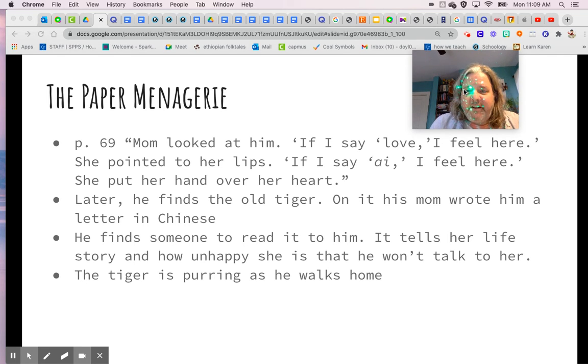And when she had her son, she said she felt so happy. She'd never felt so happy because she could see her eyes in his face. She could see her hair on his head. And then she said, "When you stopped talking to me, it was the worst thing that ever happened." She can't write anymore because of the pain. And then as he's walking home, the tiger starts purring. So it's a little bit like his mom is alive.